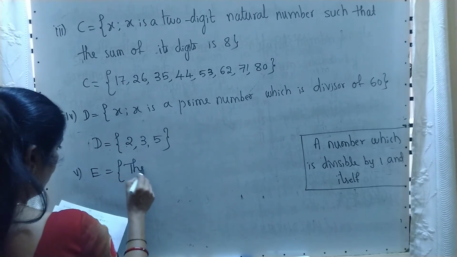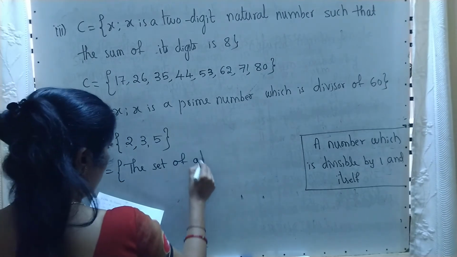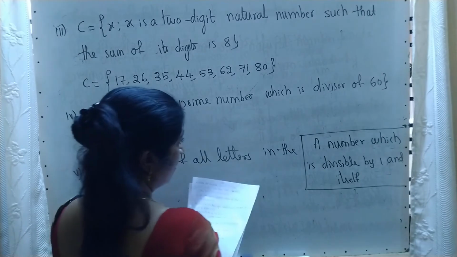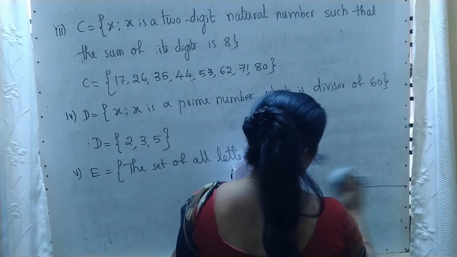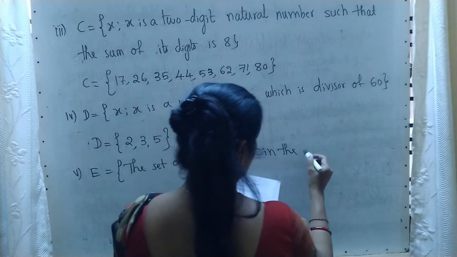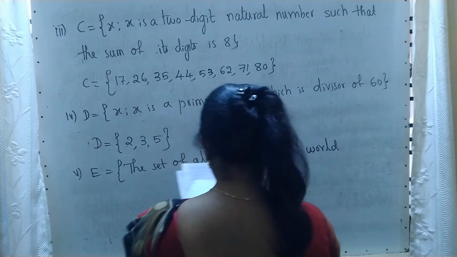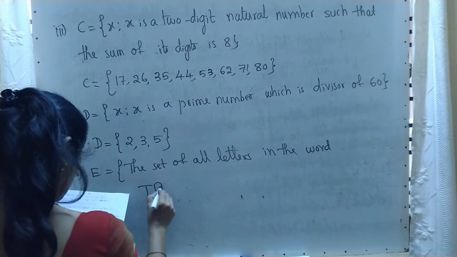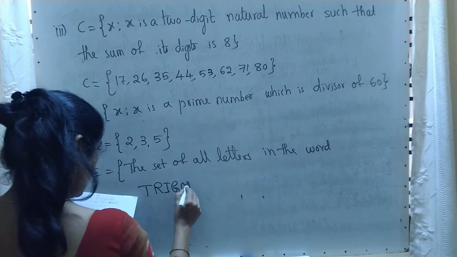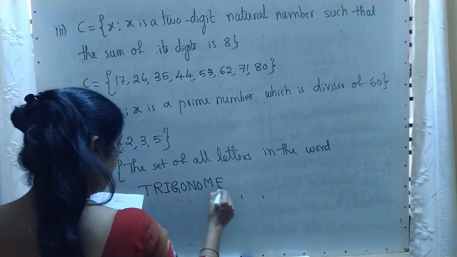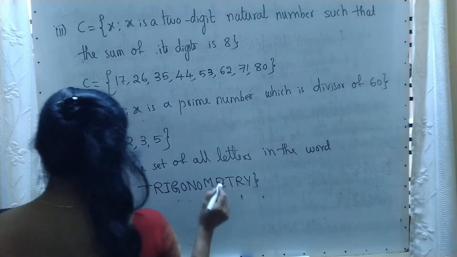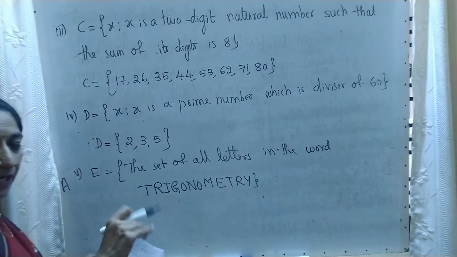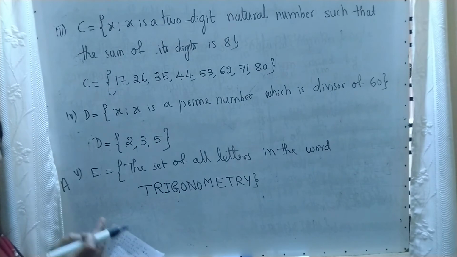The set of all letters in the word trigonometry. Students, this I am giving you as an assignment because it is very simple. Just write down these letters by writing a comma. If the letter is repeated, don't write it twice.